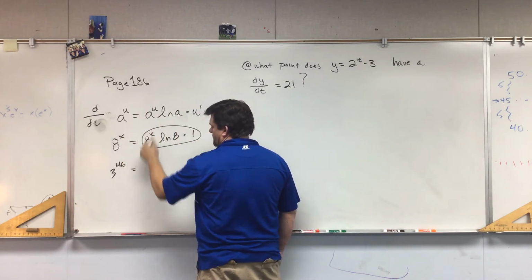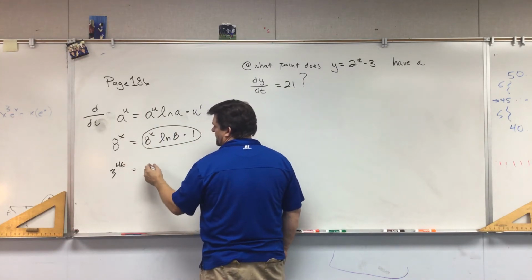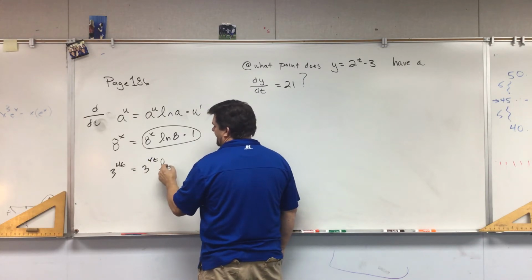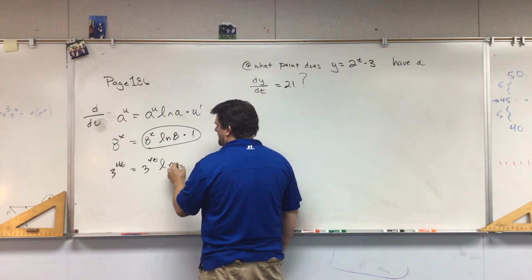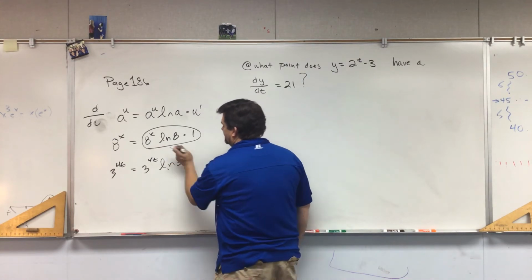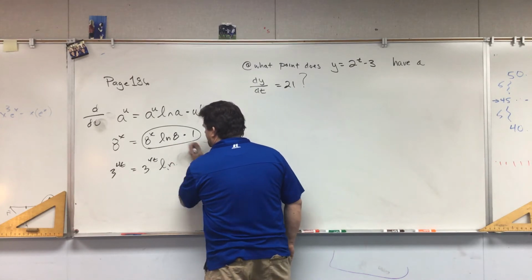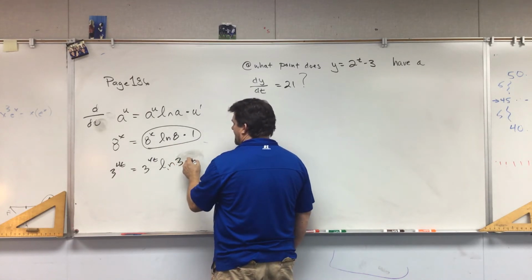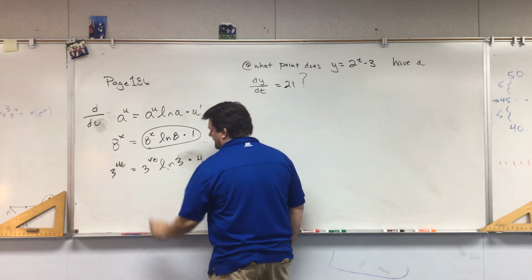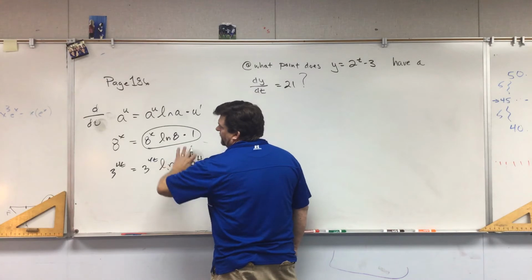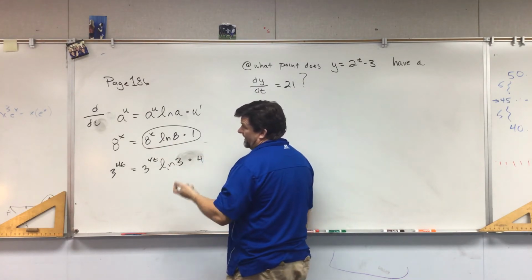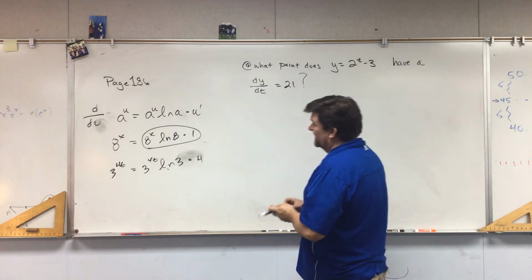So a to the u, a, and this is u, so this would be 3 to the 4t times the natural log of 3, not to the 4t, of 3 times the derivative of u, which is going to be 4. So then that would get moved out there. So we just kind of use these as quickly as possible. They're kind of like a memorization piece, but you got to memorize by doing.